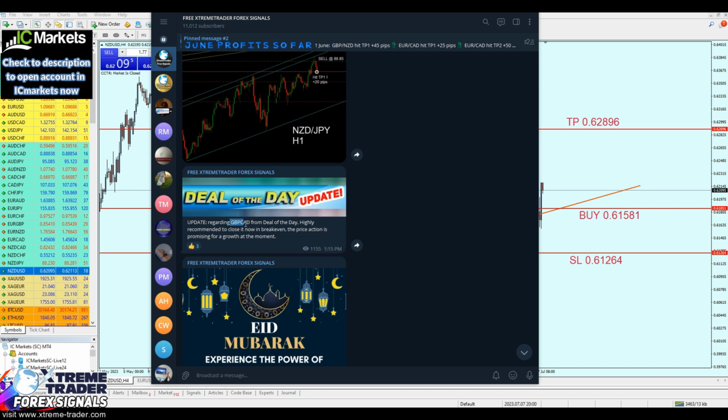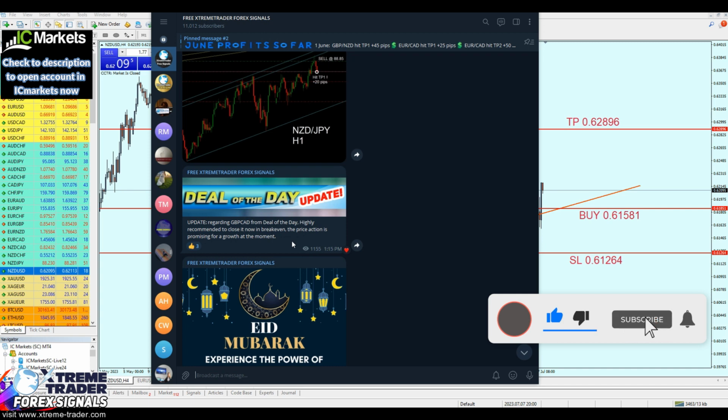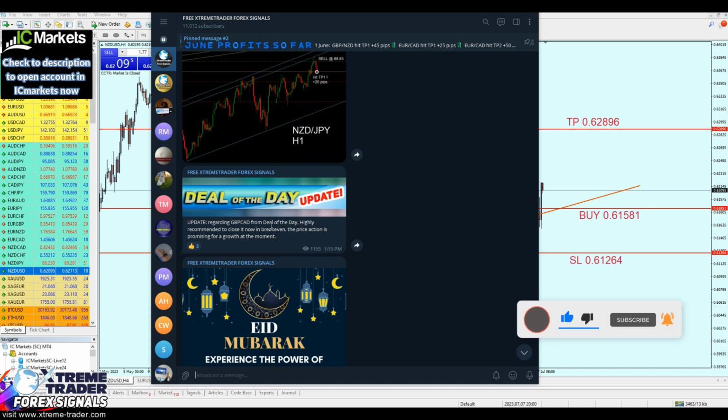The pound CAD, as you can see here, I mentioned to everyone that it was highly recommended to close it now at break even. The price action was promising for growth at the moment, and that is indeed what happened. Those who did not listen to me and did not join this group unfortunately lost this trade, as it already hit the stop loss. Meanwhile, those who followed me in this group thankfully avoided this loss and closed this trade at break even.